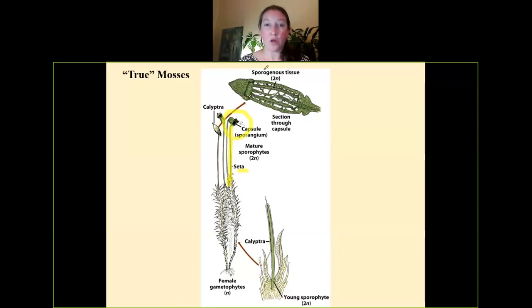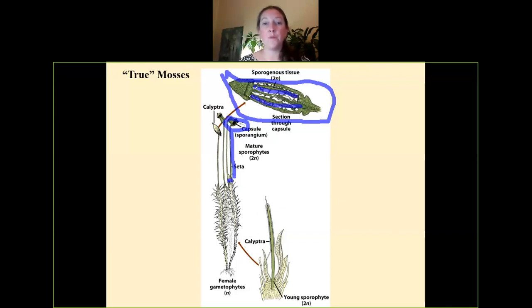Here is a cross-section through one sporangium, one capsule. Oh, I'm using the wrong color. Sorry about that. Here is the foot. Here is the seta. Here is the capsule or the sporangium of the sporophyte plant. Here is a cross-section through a capsule or sporangium. Inside is all of this 2N spore-producing tissue.